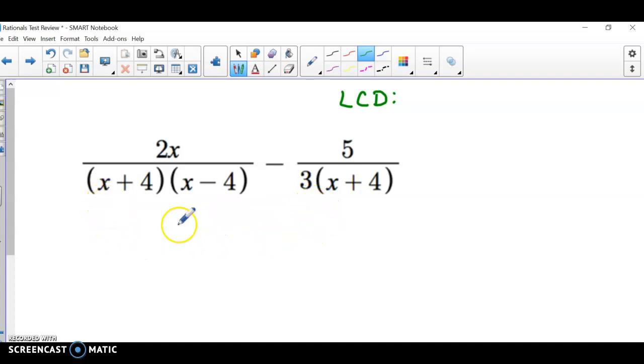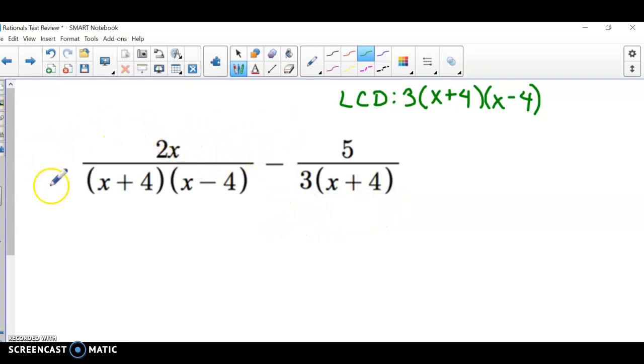So it's going to have an x plus 4, it's going to have an x minus 4, it's going to have a 3, and we already said it has to have an x plus 4. So my least common denominator is going to be a 3 times x plus 4 times x minus 4. So this is a multiple of both those denominators, and it's got every factor that both of these have.